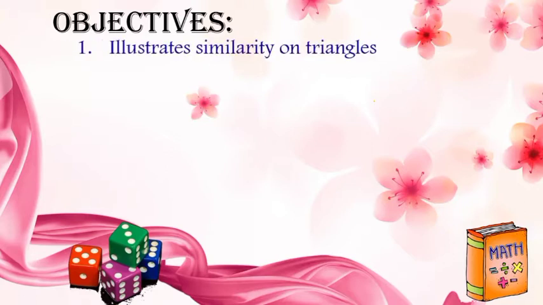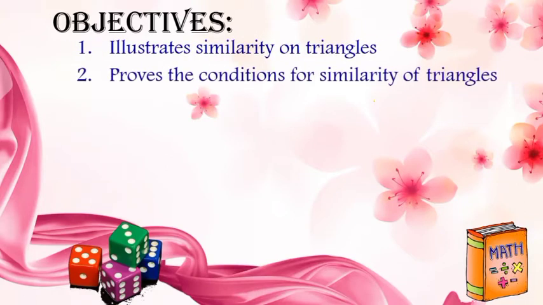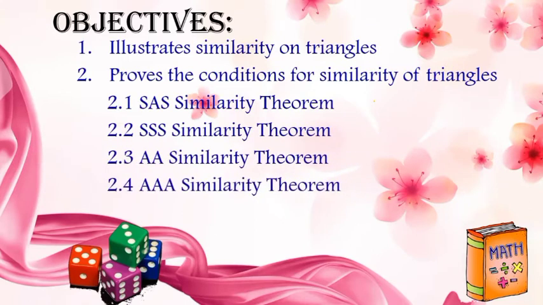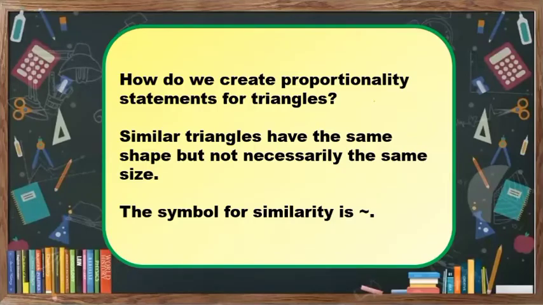Illustrate similarity of triangles. Prove the conditions for similarity of triangles: SAS Similarity Theorem, SSS Similarity Theorem, AA Similarity Theorem, and AAA Similarity Theorem. How do we create proportionality statements for triangles? Do you have any idea?